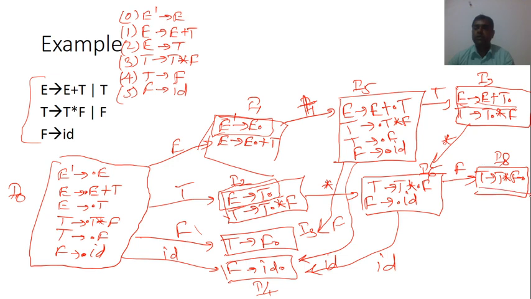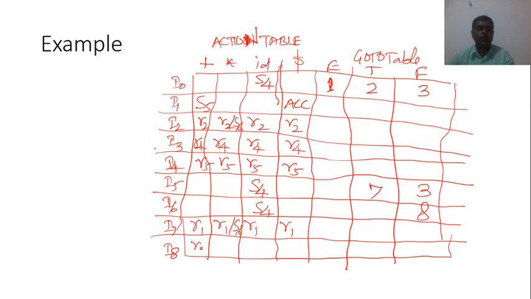I8, this is reduction here. Which number is this production? T to T into F? 3. R3, where I have to enter in I8 row in every column in the action table. R3, this is R3, this is R3, this is R3.